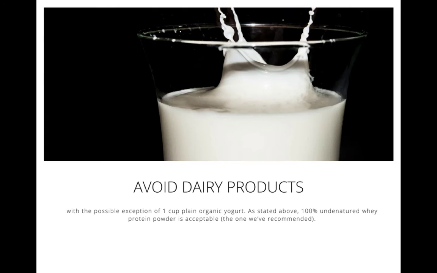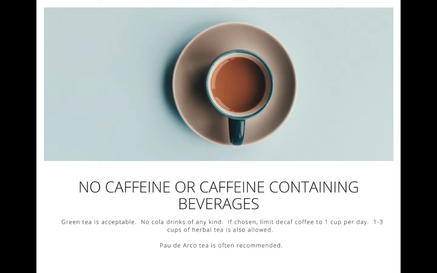Also, dairy products. So dairy products turn into sugar. So any milk, cow's milk, dairy product we want to stay away from, with the exception of organic yogurt. We can have 1 cup of plain organic yogurt per day, and no caffeine. We can have green tea, that's acceptable, but no cola drinks.